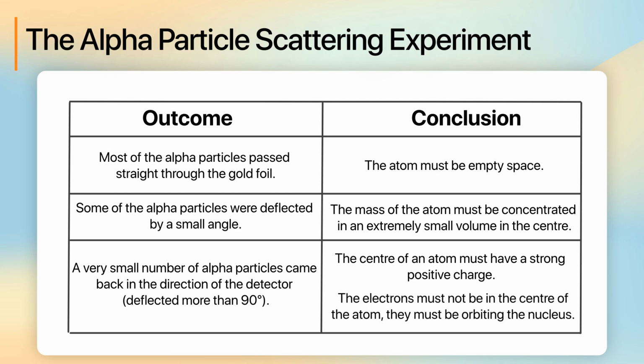This experiment also revealed that electrons must not be in the center of the atom. Contrary to what the Plum Pudding model said, instead, electrons must be orbiting the nucleus. Thus, these findings discredited the Plum Pudding model. Let's see what happened next in the development of the nuclear model.